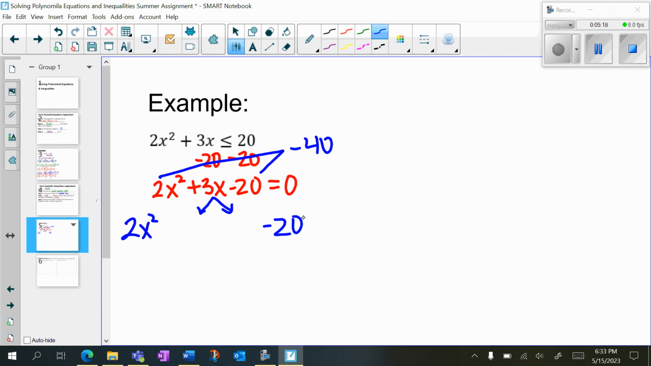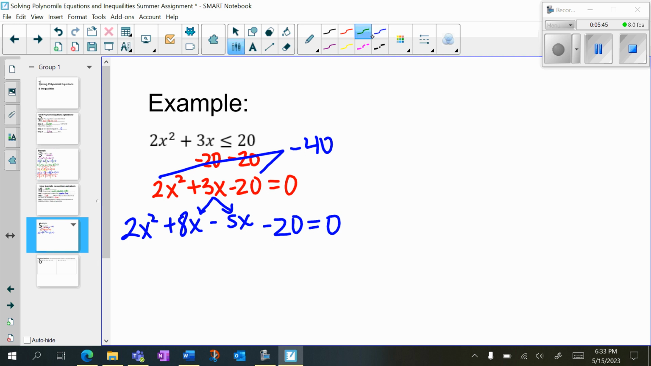What two numbers multiply to negative 40 and add to 3x? Well, that's going to be 8 and negative 5. 8 times negative 5 is negative 40. 8 plus negative 5 is positive 3. So all I did was write 8x and negative 5x, rewriting the 3x, is equal to 0.